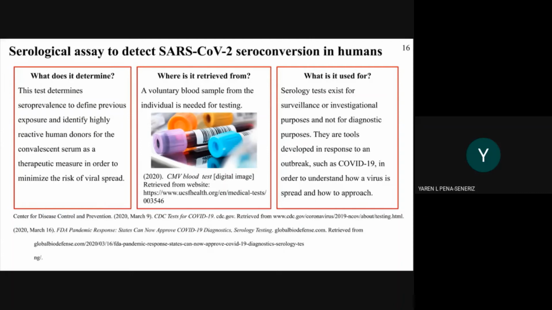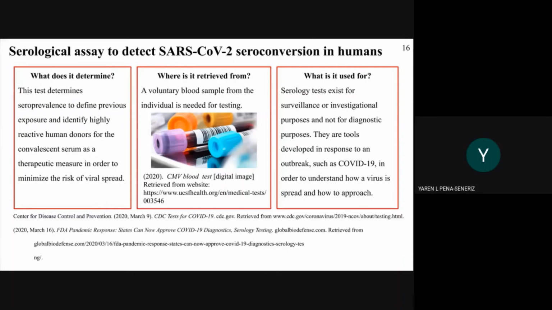Individuals that primarily compose the testing are patients that have tested positive for the virus and people that are close to positive tested patients. Serology tests exist for surveillance or investigational purposes, and they do not exist for diagnostic purposes. They are tools that are developed in response to an outbreak such as COVID-19 in order to understand how a virus is spread and how to approach it.